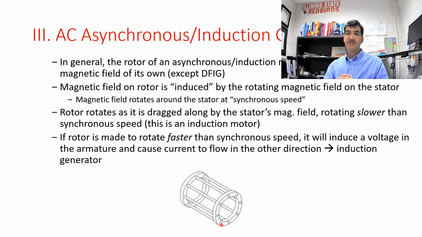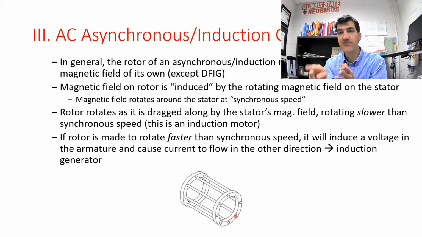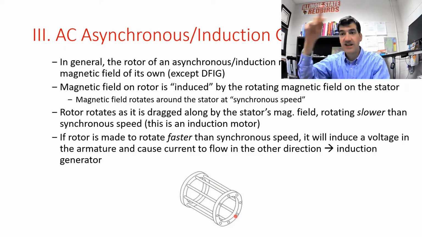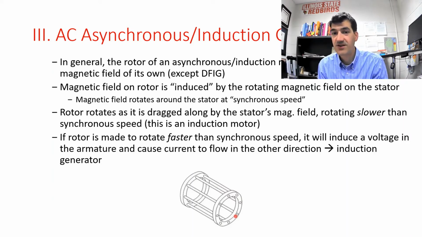If I then take a turbine of some sort and make that rotor rotate faster than what we call the synchronous speed, that is the speed that the magnetic field is rotating around on the stator. If I drive that rotor faster than the magnetic field is normally wanting to rotate on the stator, then I will reverse the flow of current and I will actually turn that into a generator. We call that an induction generator.